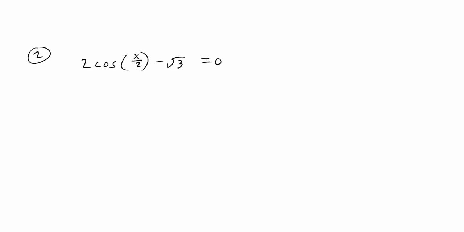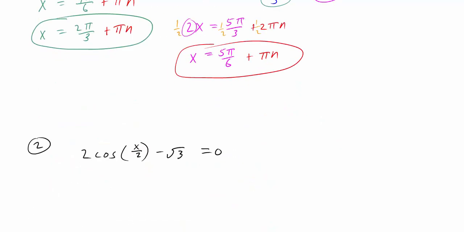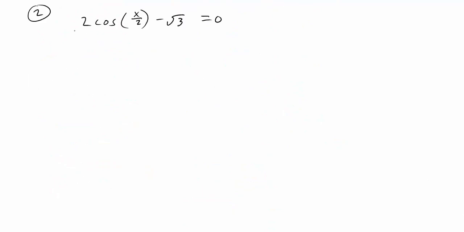We have 2 cosine, and this time it's x divided by 2, minus the square root of 3 is equal to 0. So maybe here you can actually pause the video, see if you can figure this one out. And it's going to be very similar to the first example, except for up here where it's 2 times x. Our only difference is that our angle here is x divided by 2.